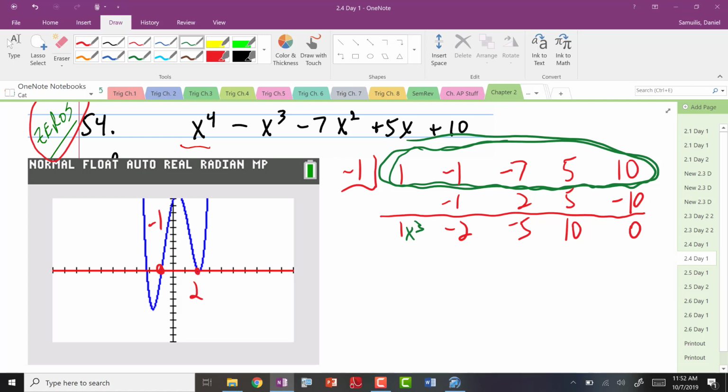So what I'm going to do is, this is gone now. This is now an x cubed, x squared, x constant. And then I'm going to take that other 0 and knock it down again.